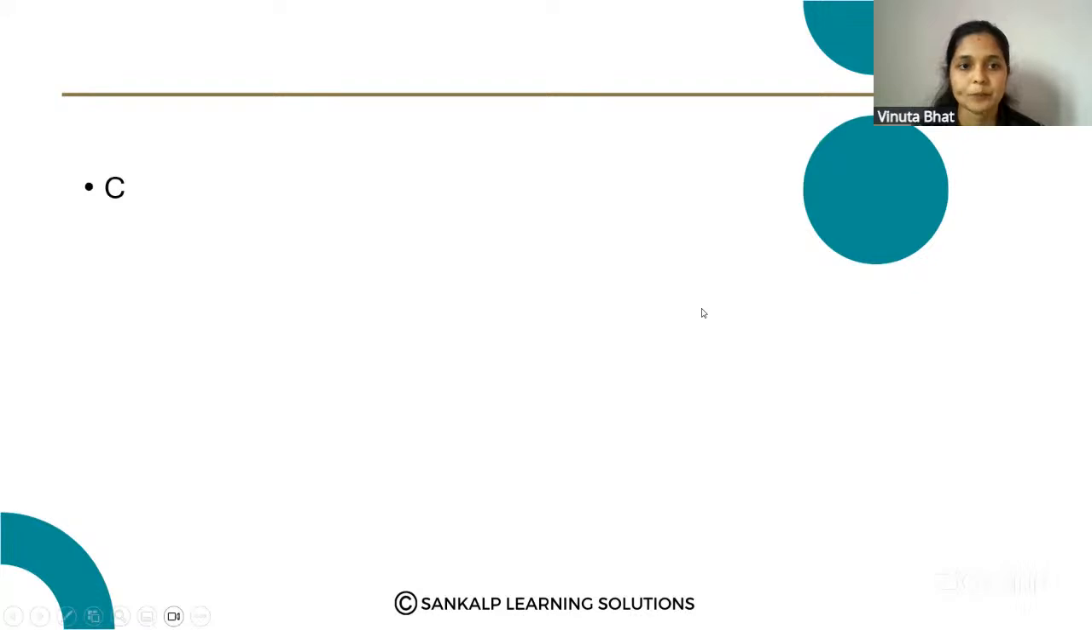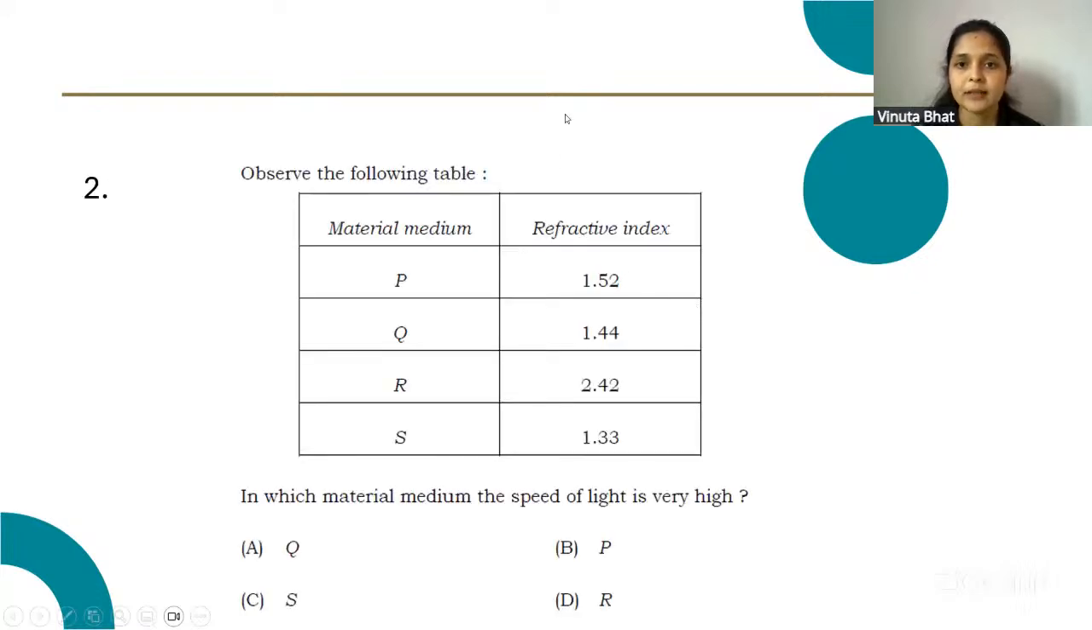Next question. Observe the following table. In the table, P, Q, R, S are different media, and the refractive index is given in another column. P has refractive index 1.52, Q has 1.44, R has 2.42, and S has 1.33. In which medium is the speed of light very high? Option A, Q. Option B, P. Option C, S. Option D, R.